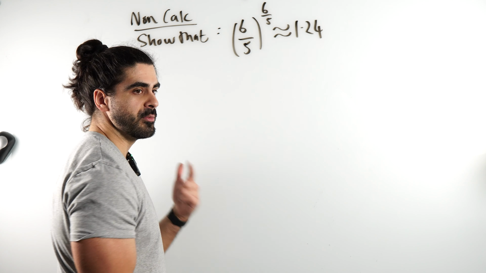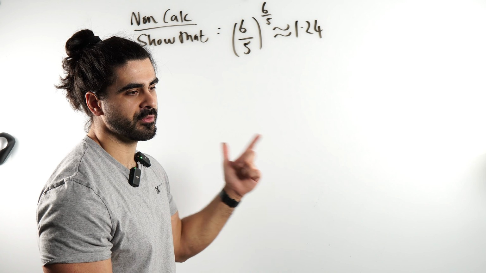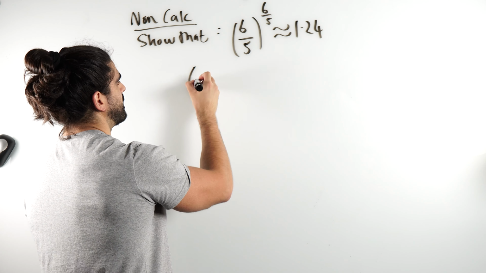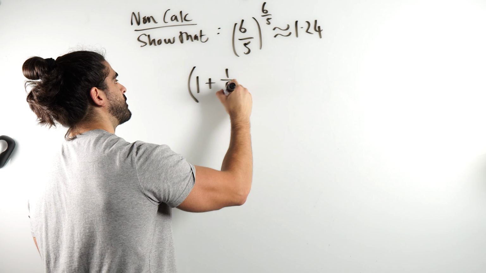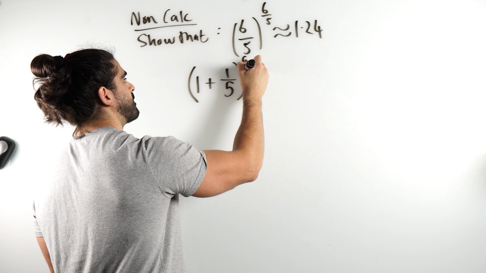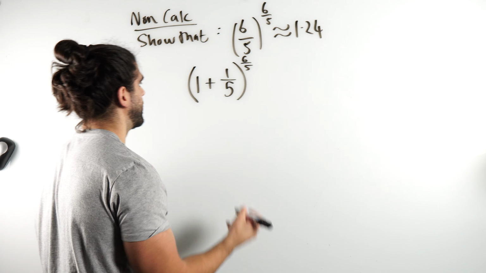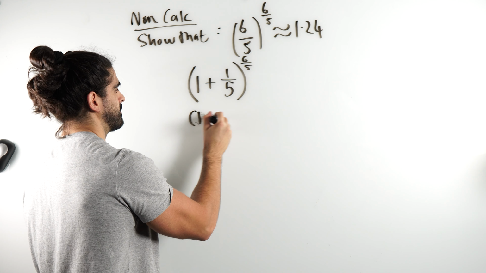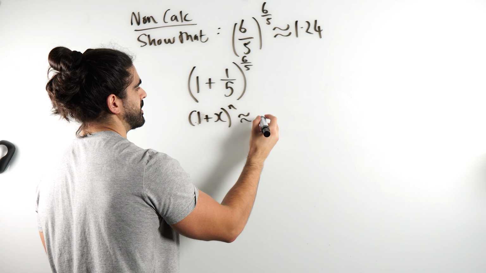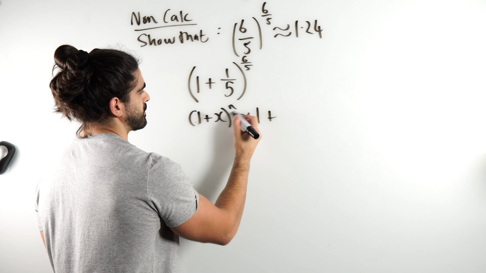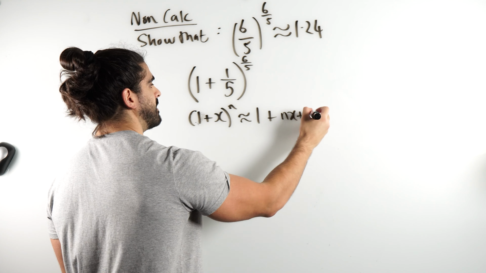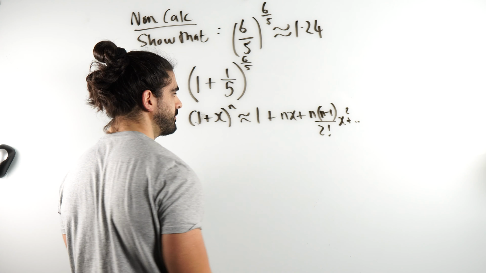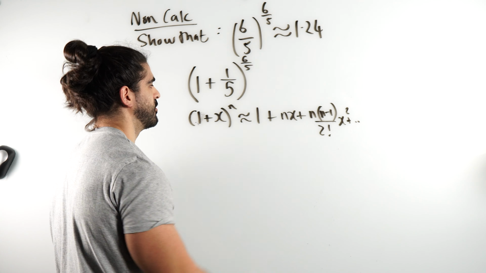So binomial expansion, (1 plus x) to the power of n. So I want to rewrite this as 1 plus something. Well, that's easy. 6/5 is 1 plus a fifth, right? To the power of 6/5. So we're just going to expand that. Now, (1 plus x) to the power of n is approximately 1 plus nx plus n(n minus 1) over 2 factorial x squared. And that's going to be all right. You can go up to x cubed if you want.